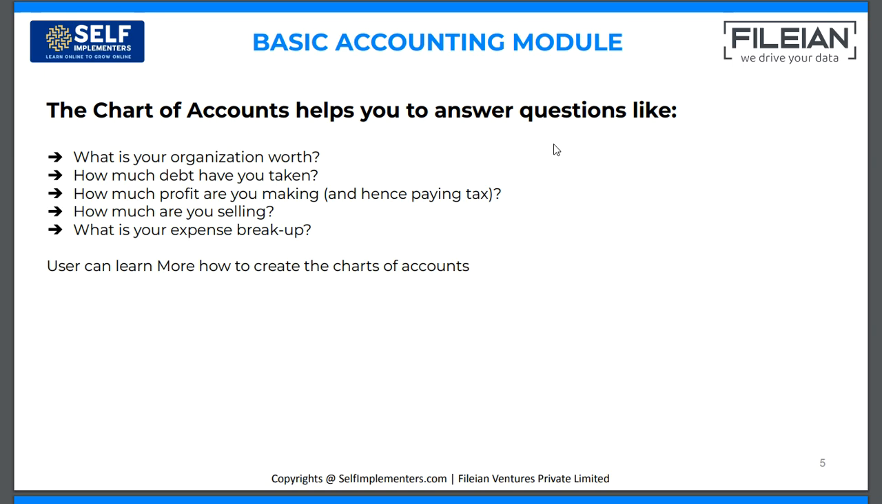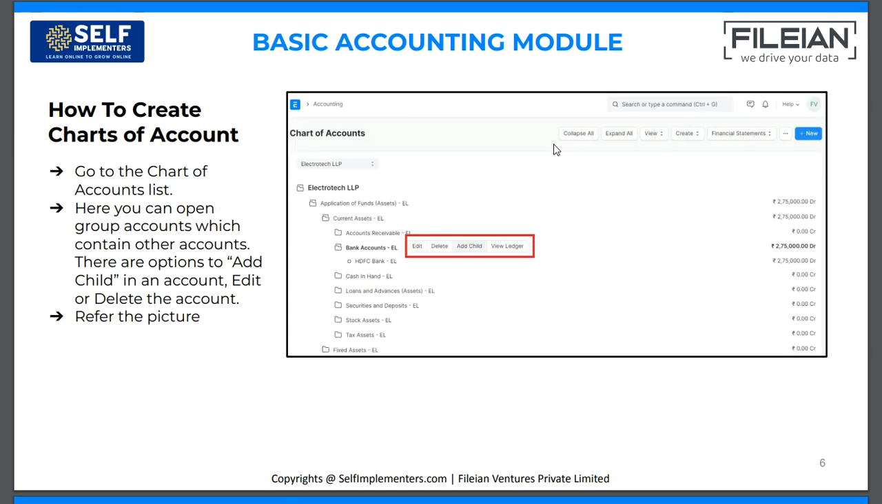The chart of accounts basically gives the answers to the questions: what is your organization worth, how much debt you have taken, how much profit you are making, how much you are selling, how much your expenses are, and what your expenses breakup is. You will get all these answers from the chart of accounts itself.